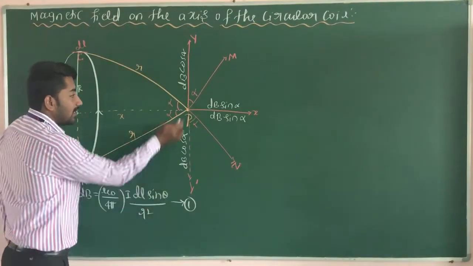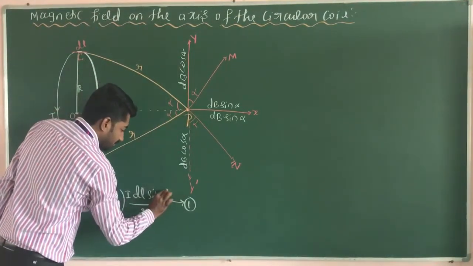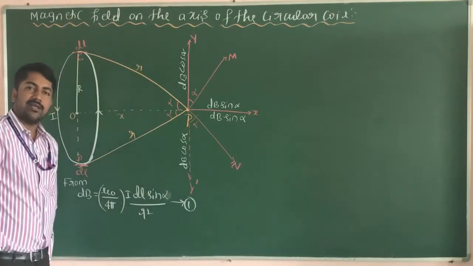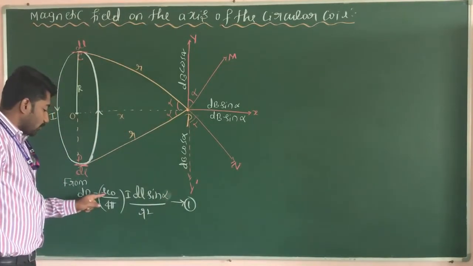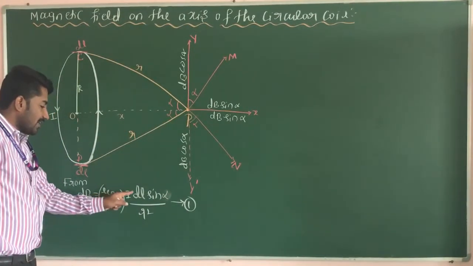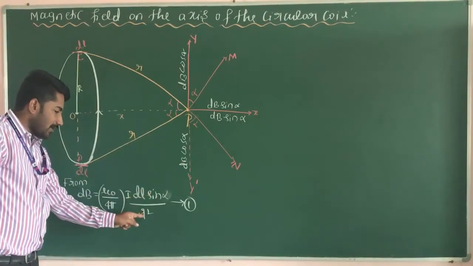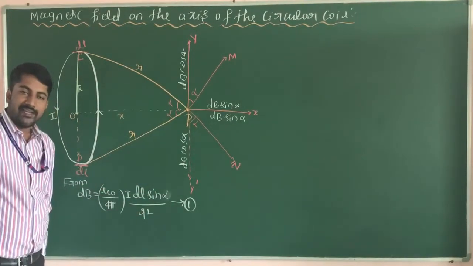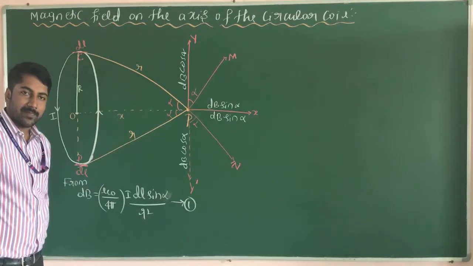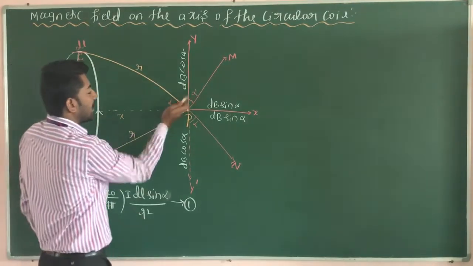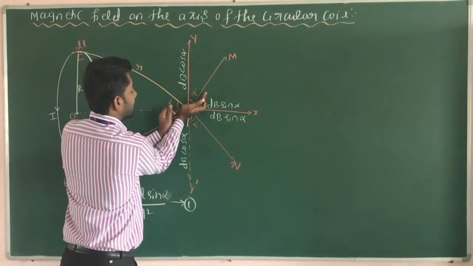Instead of theta, here we use alpha. Then the equation is dB is equal to mu naught divided by 4 pi into I dl sin alpha divided by r square. Here, theta is equal to 90 degrees.